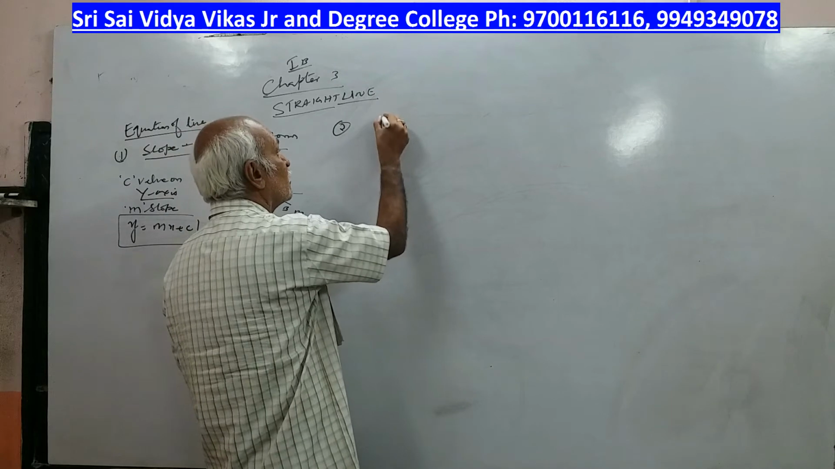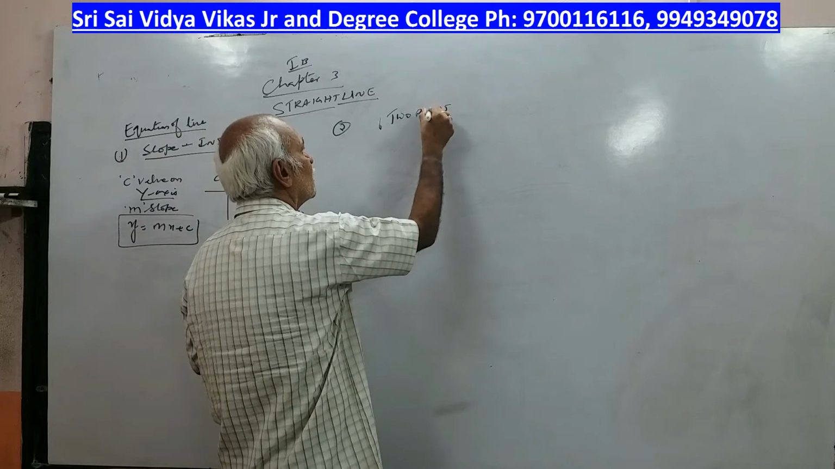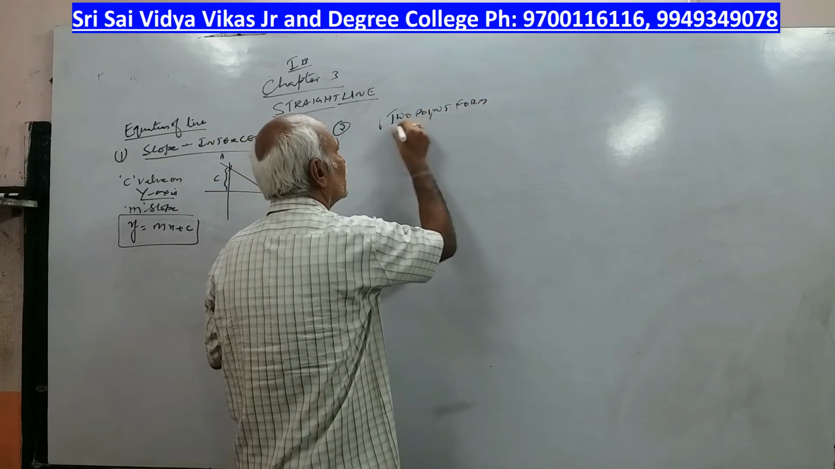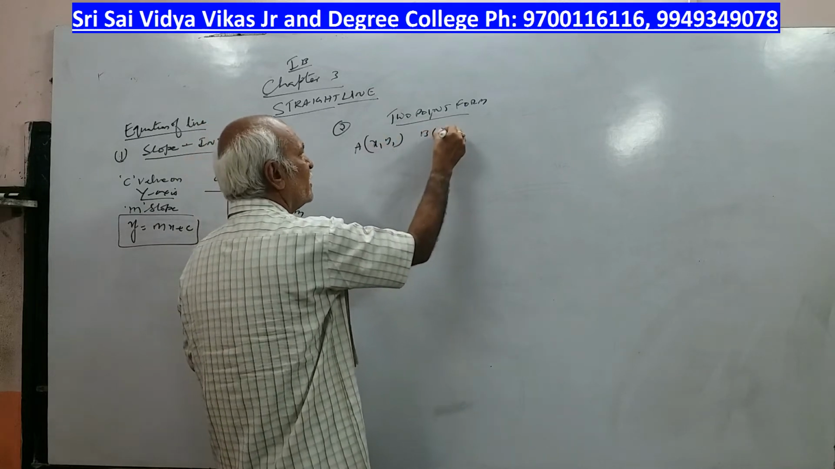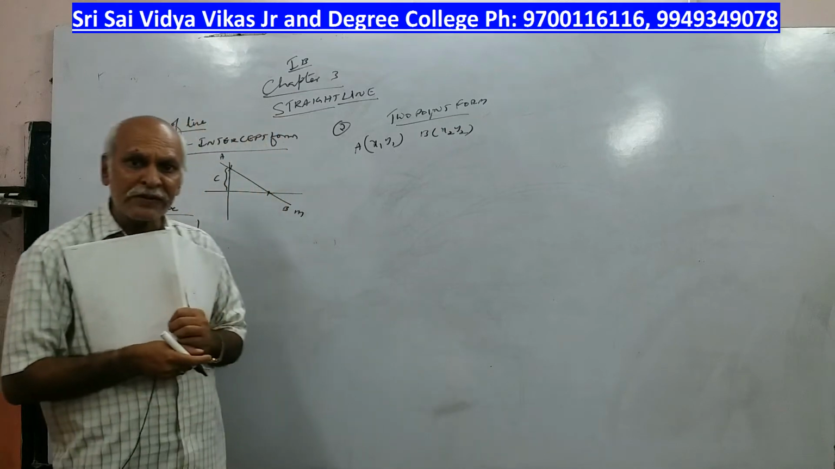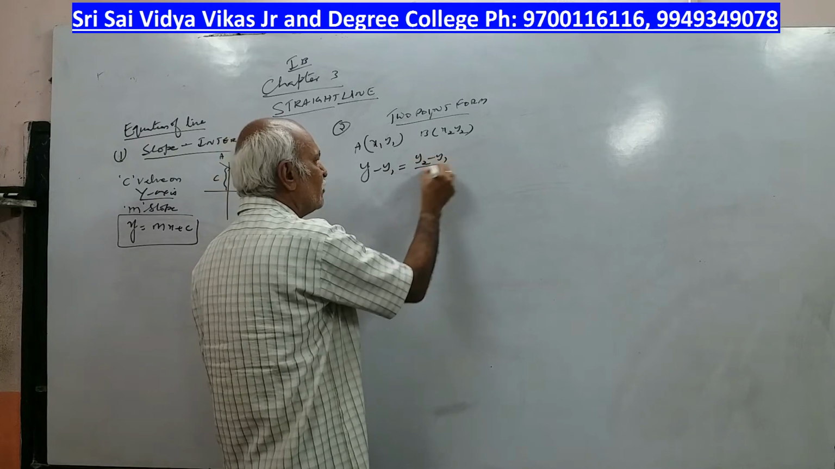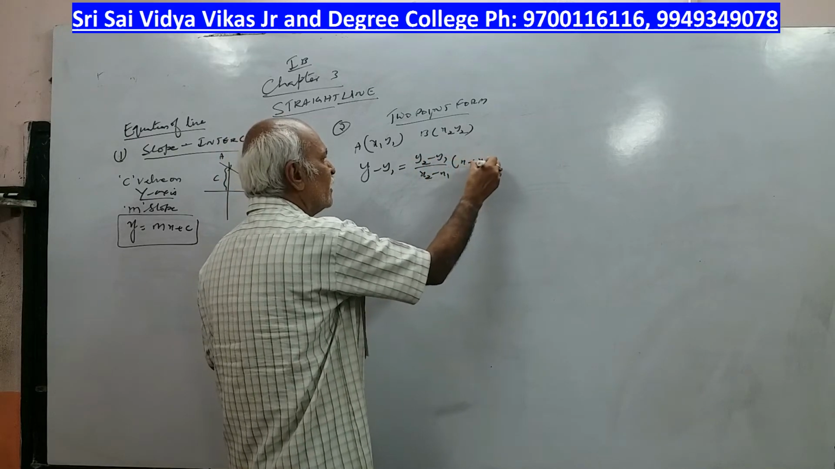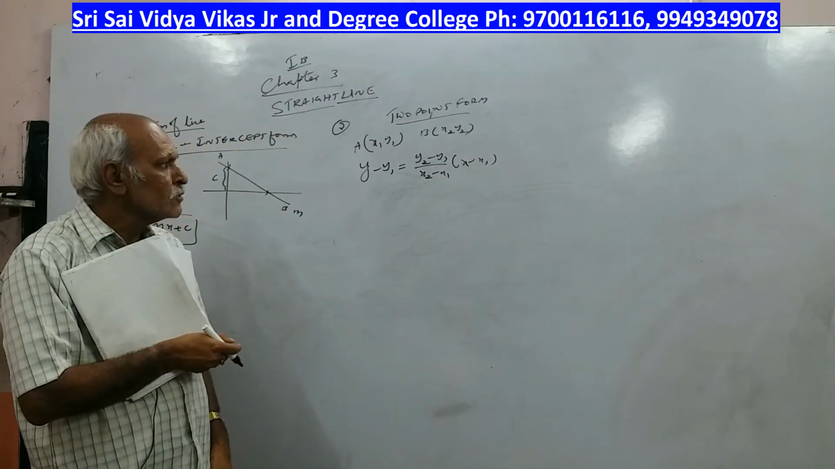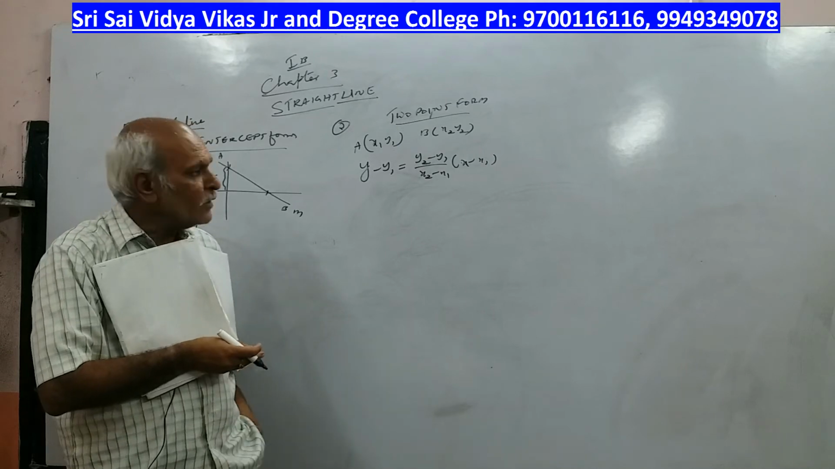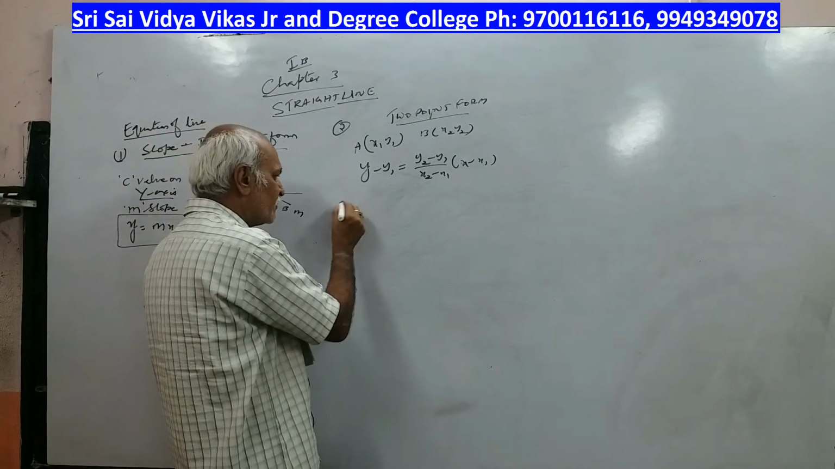Next, two-point formula. What is the two-point form? Point A is (x1, y1) and point B is (x2, y2). You are given two points, sir. What is the formula? Y minus y1 is equal to y2 minus y1 by x2 minus x1 into x minus x1. This is also very important. Two points are given.